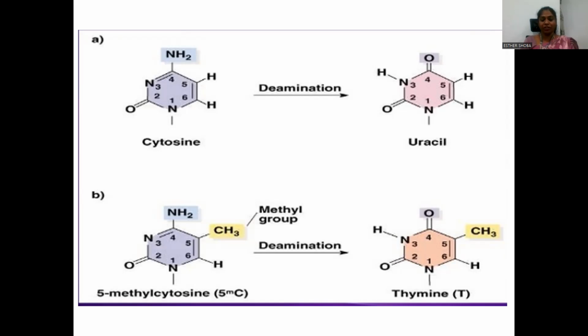The next type of mutation, the example we are seeing here, is of a modified nitrogenous base, and that we call 5-methyl cytosine.